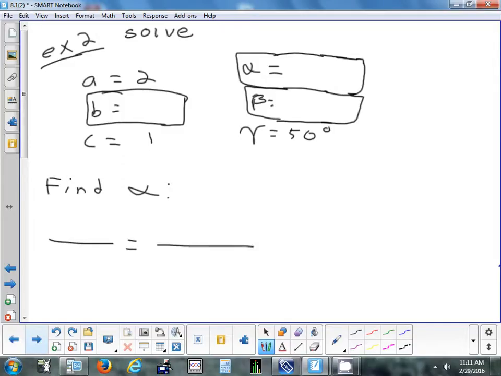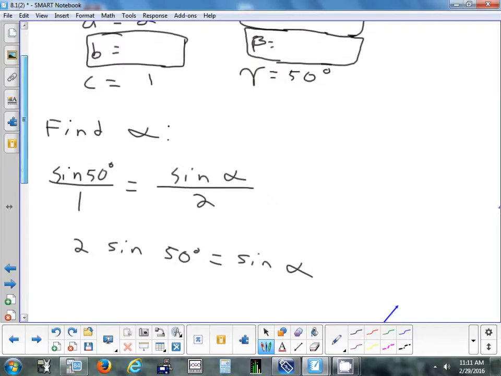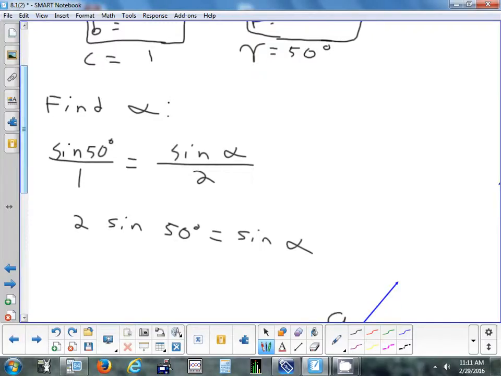Okay, Jacob, can you tell me my proportion that I'm going to set up to find alpha? Sine of 50 over 1, and then sine of alpha over 2. All right, so really, since it's a 1 in the denominator on the left, we don't even really need it. Just double each side, and we get 2 sine 50 equals sine alpha. Okay, my next step is to take the inverse sine of each side.